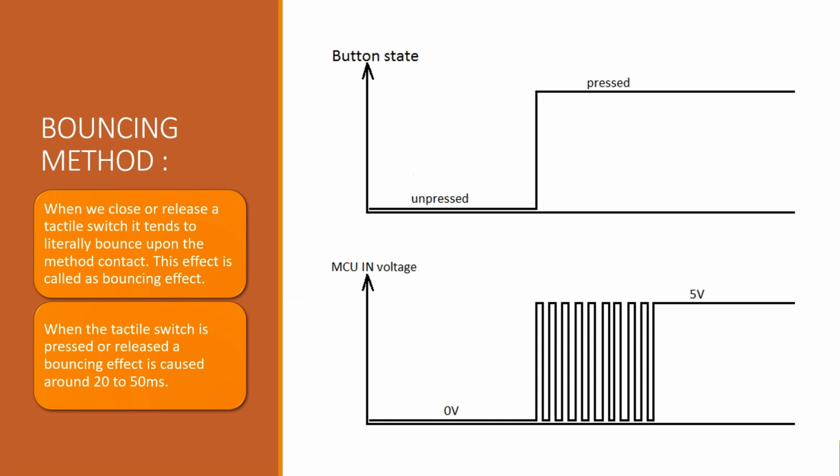Now we are going to see the bouncing method. When we close or release the tactile switch, it tends to bounce upon the metal contact. This is called the bouncing effect. In the unpressed state it is 0. If we press it, the first wave is here, but the voltage is still bouncing back and forth, 5 to 0, 5 to 0, 5 to 0. For that reason the voltage is not steady. It mostly occurs for about 20 to 50 milliseconds in normal tactile switches.